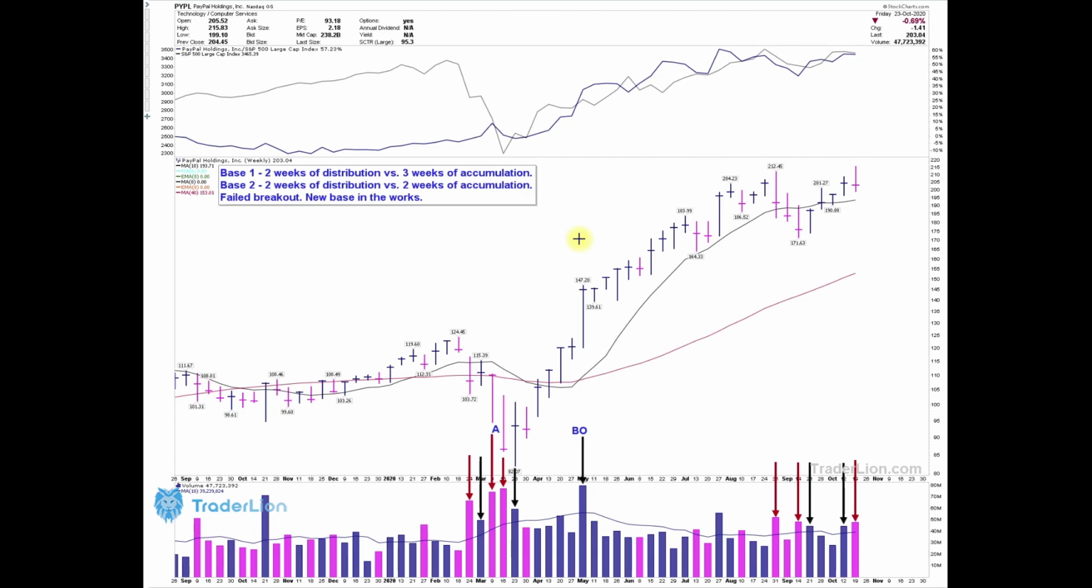It's not that it couldn't work if it's even. Remember, everything is weight of evidence. So depending on the stock you're looking at, how late it is in its move, what the group looks like, what the rest of the stocks in its group look like, and so on. So in this particular case, we've got 2 weeks versus 2 weeks. It's even. What do you do with that? I mean, in this case, it failed.